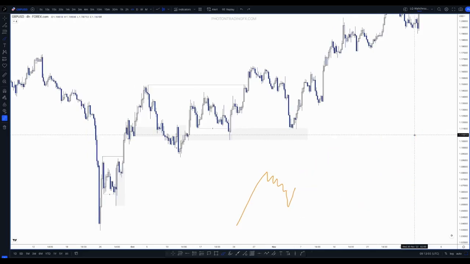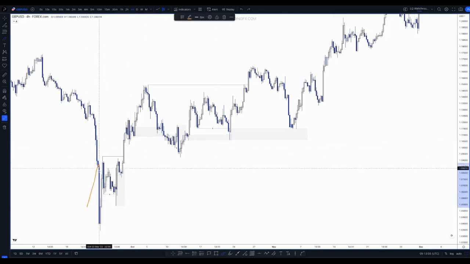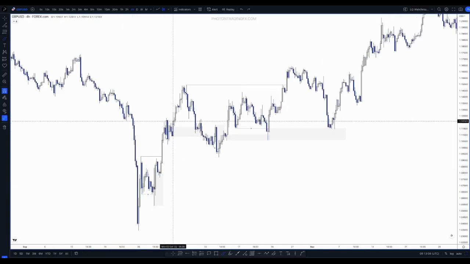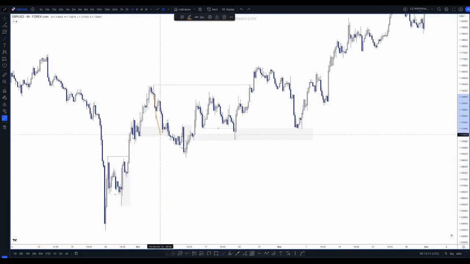So you can see what I'm saying here is we come up, we pull back, sweep liquidity, strong movement to the upside, right? Again, we have that pullback, get that low there, sweep liquidity, and then eventually we come up, generate more liquidity, sweep the liquidity, and then we go.